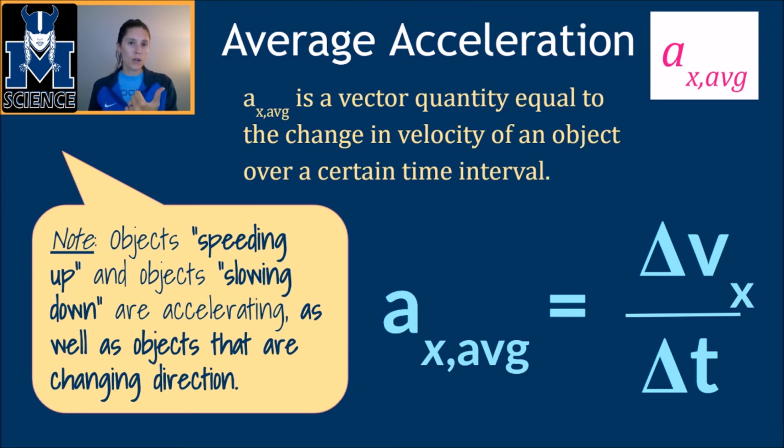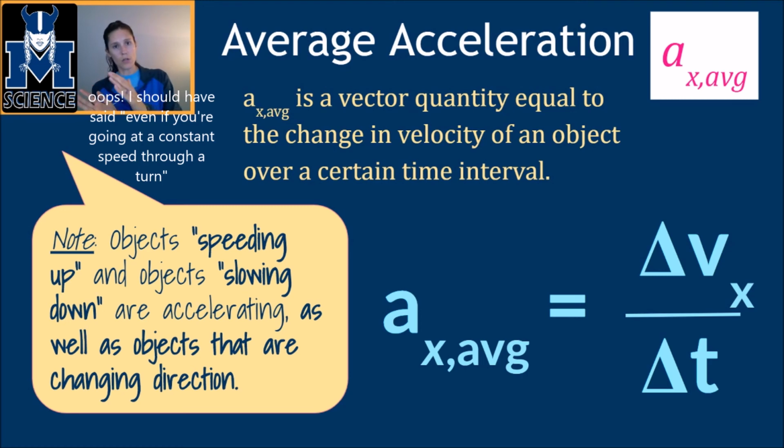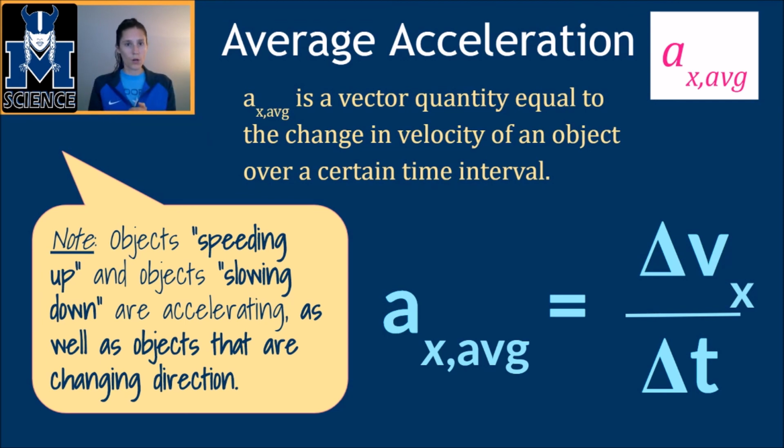So yes, an object is accelerating if it's speeding up or slowing down, but it also is accelerating if it changes direction. Even if you're going at a constant velocity through a turn, you are accelerating because your velocity has changed direction. You've changed part of that velocity, the direction part, not the magnitude, but still you have acceleration if you're turning.